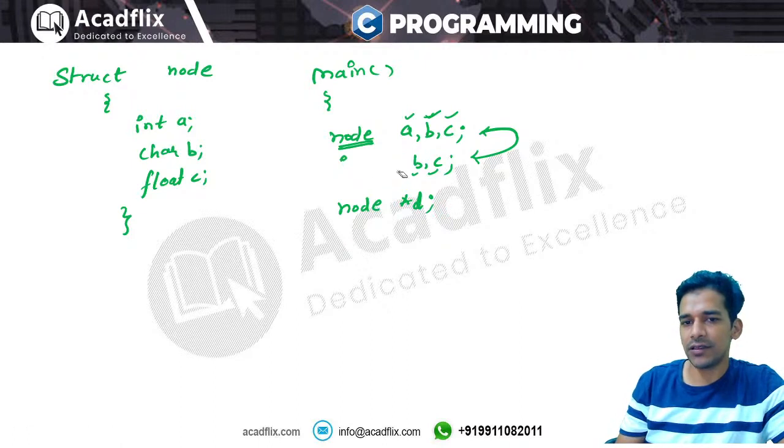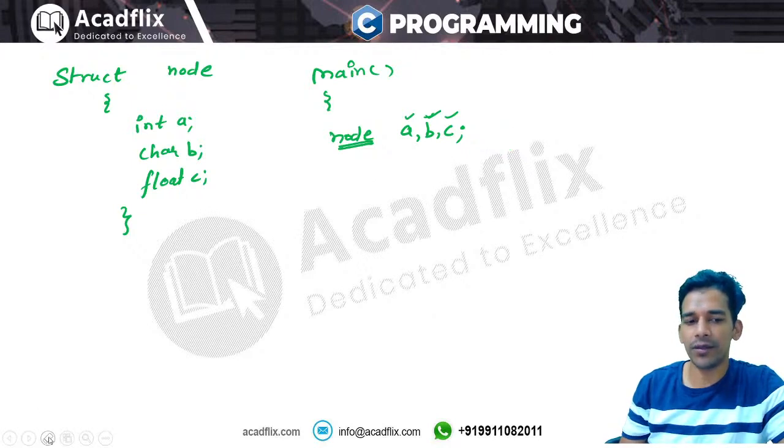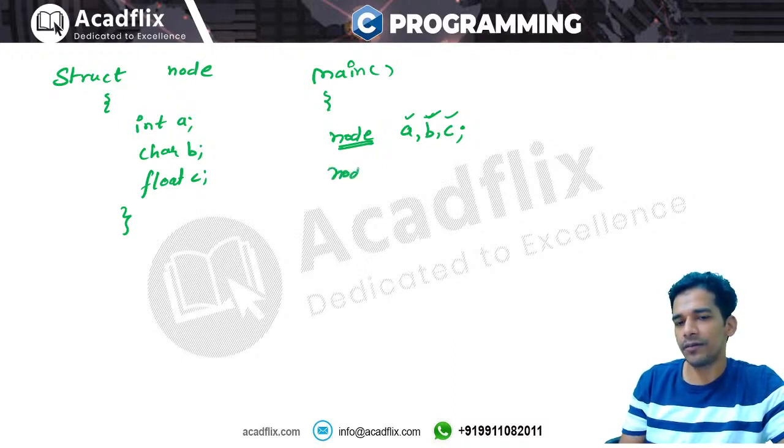Understood this? Just like you can declare a pointer of integer type, in the same way you can also declare a pointer of node type. What I mean to say is, let us say we have these three members of a node structure, and I am initializing this node. Let us say I am saying node d equals 10, c, and then 20.5.